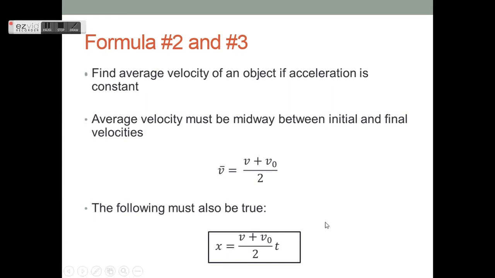So if we define average velocity as displacement divided by time, I could find displacement by taking average velocity and multiplying by time. So v final plus v initial over 2, times t, gives me the displacement. Here I have an equation which relates final velocity, initial velocity, time, and displacement. There's my average velocity formula.